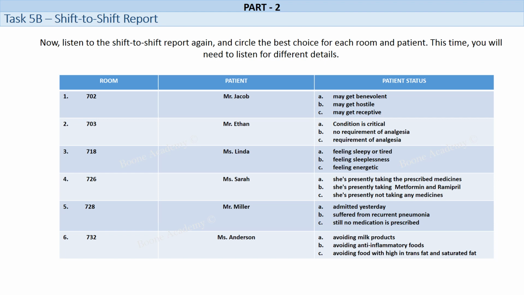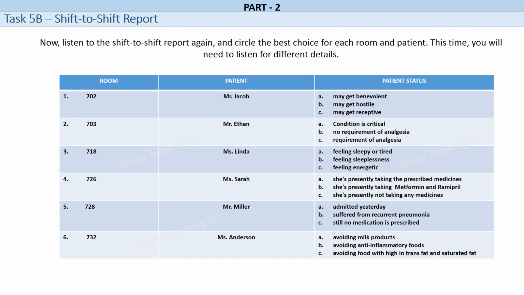Now, room 718, Ms. Linda, she's been taking 50 mg tablets of diphenhydramine for allergy a week. Now the thing is, she says the tablets are making her feel really drowsy and her mouth's really dry ever since she started on the pills. So today we need to talk to the concerned doctor.